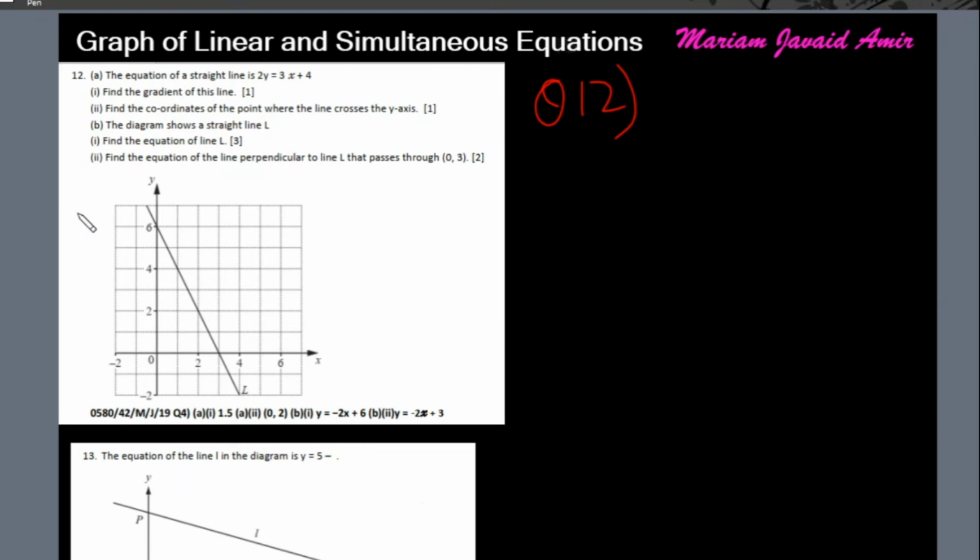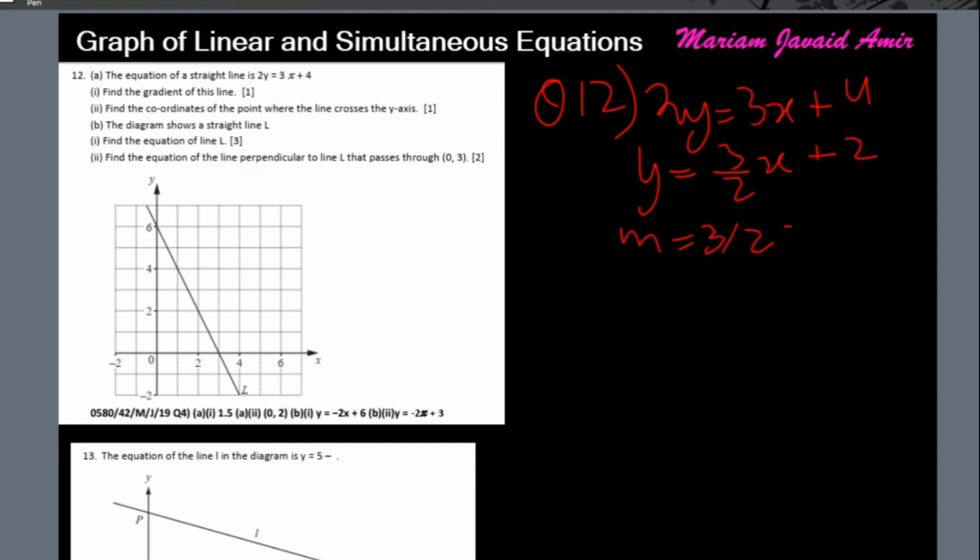The equation of a straight line is 2y equals 3x plus 4. Find the gradient of this line. So simply make y the subject, so we get y equals 3 by 2 x plus 2. So the slope is simply 3 by 2, which is 1.5. This is part A, part 1.